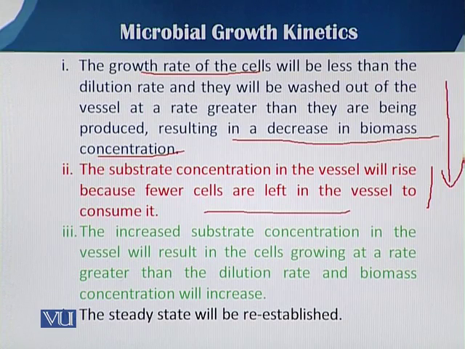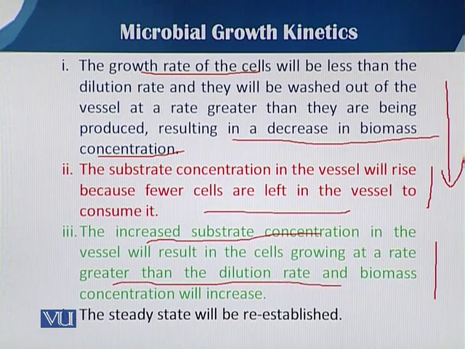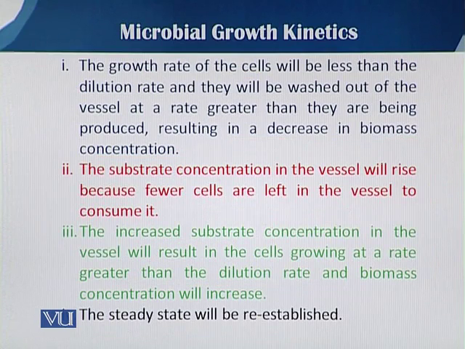So when we say there is a higher growth rate with respect to the higher substrate, the increased substrate concentration in the vessel results in growth at a higher rate than the dilution rate. So the biomass concentration inside the fermenter increases. This is the third situation, which occurs as the result of the first one. In the fourth situation, the steady state will be re-established. So these are the four possibilities that can happen when there is a change in the steady state.